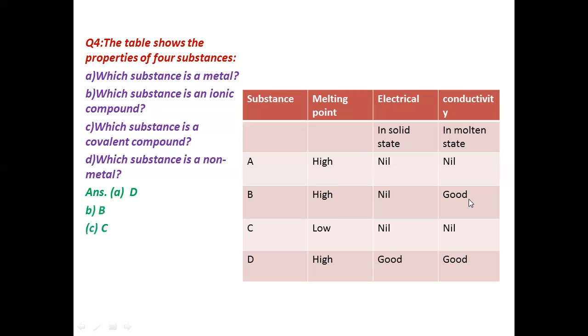The third one is which substance is a covalent compound? Covalent compounds have a low melting point, and they are poor conductors of electricity even in the solid state and in the molten state. The last one is which substance is a non-metal. Non-metals have a high melting point, but they are poor conductors of electricity in the molten state as well as in the solid state. So A is the correct option.